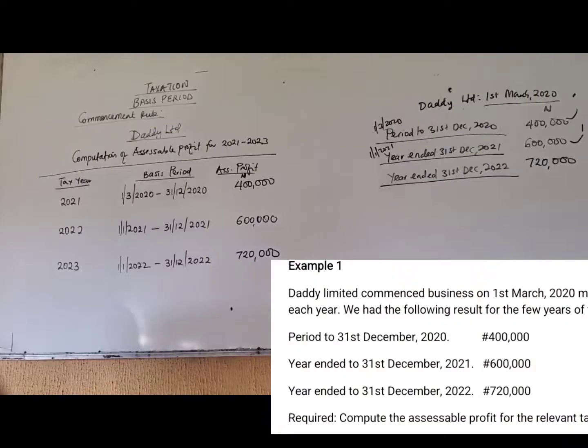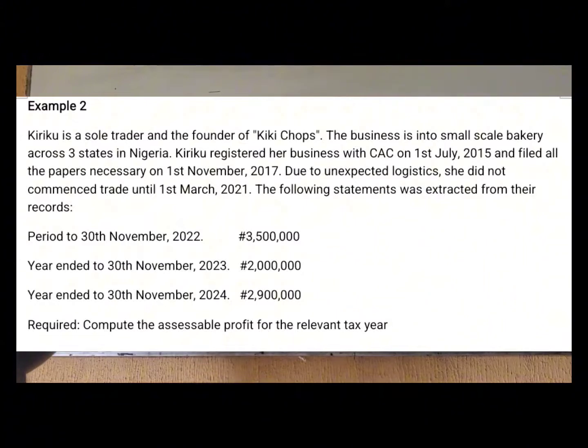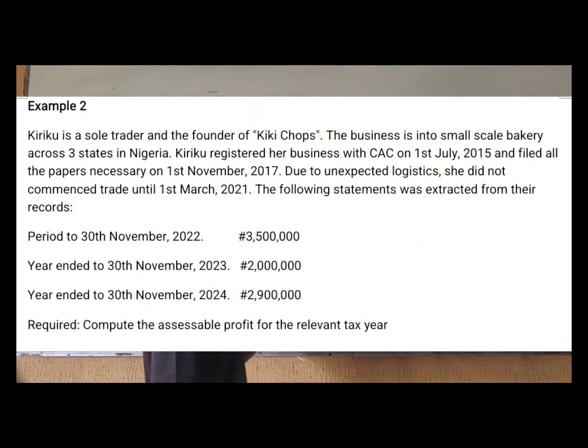So we'll take another complex example. All right, let's solve example 2. Kirikou is a sole trader and the founder of Kiki Shops. The business is into small-scale bakery across 3 states in Nigeria. Kirikou registered the business with CAC on 1st July 2015 and filed all the papers necessary on 1st November 2017. Due to unexpected logistics, Kiki Shops did not commence trade until 1st of March 2021. The following statement was extracted from their records.